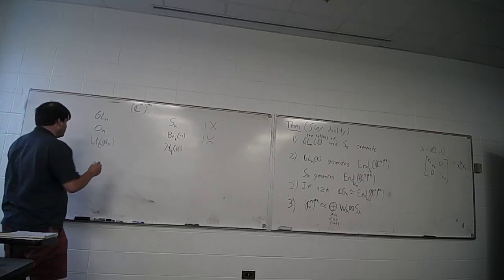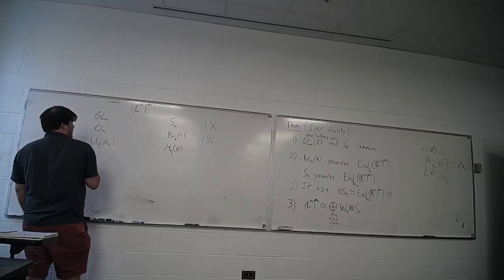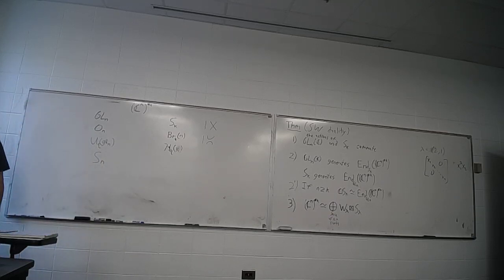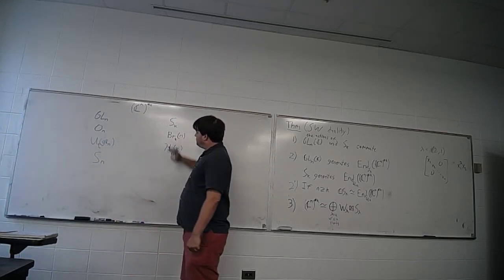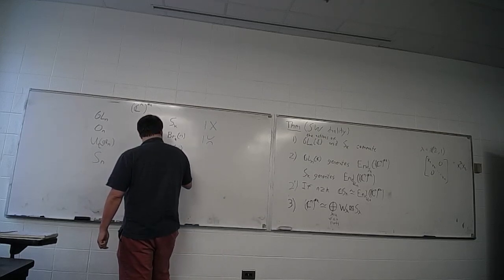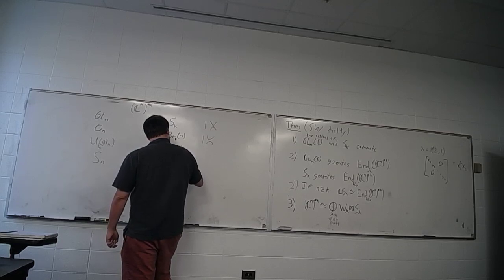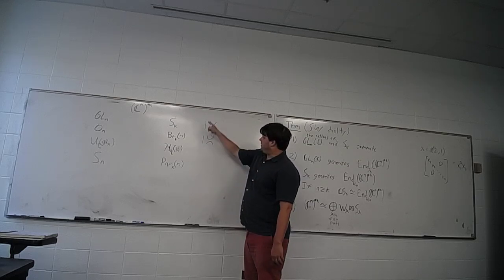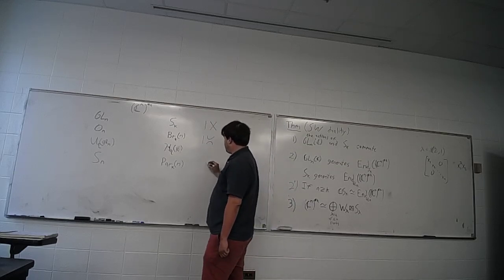What are some other examples? So sitting inside GLN, I could take the symmetric group. Right, so Sn sits inside GLN as permutation matrices. And so then I could say, well, what commutes with it over here? This is now called the partition algebra. So this is, again, kind of a bigger algebra than the symmetric group algebra.